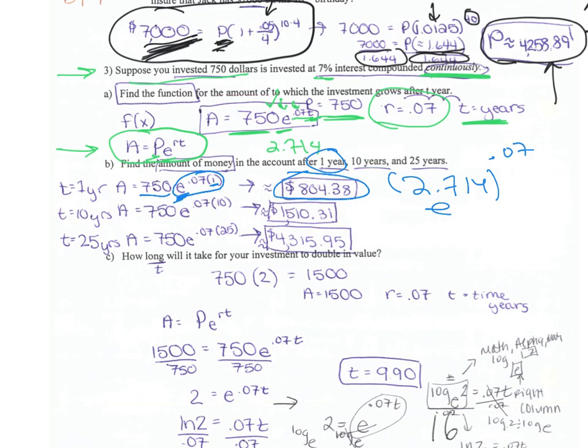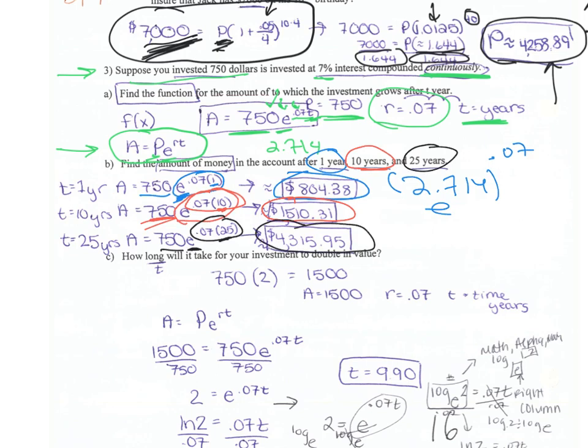Okay, for the next one, if we're seeing how much money he would have in 10 years if it's continuous, we plug in 10 for the t. So we do 0.07 times 10, e raised to that value, multiply by 750, and you get $1,510.31. And then lastly, if we're trying to see how much money we have in 25 years, we plug 25 in for t. So 0.07 times 25, e raised to that value, multiply them by 750, you get $4,350.95.